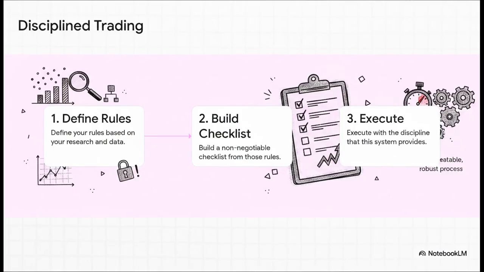So you can see the path starting to form, right? It's really a clear three-step process. First, you define your rules based on your own data. Second, you build your checklist from those rules. And third, you finally have a framework to execute with real discipline. It's a system you can repeat day in and day out.